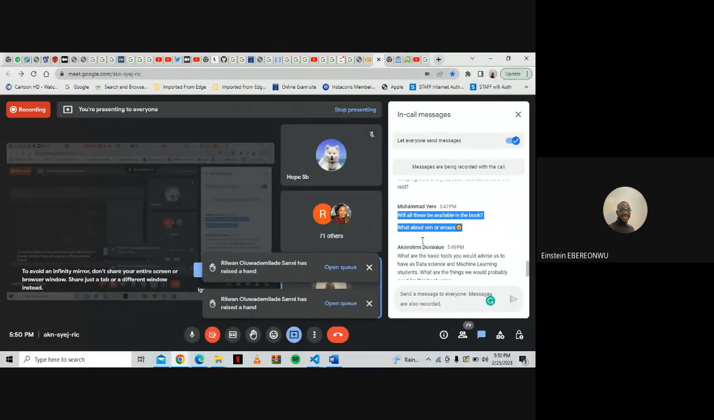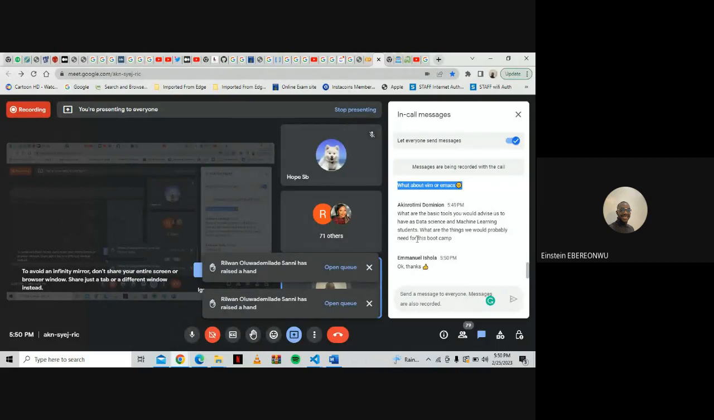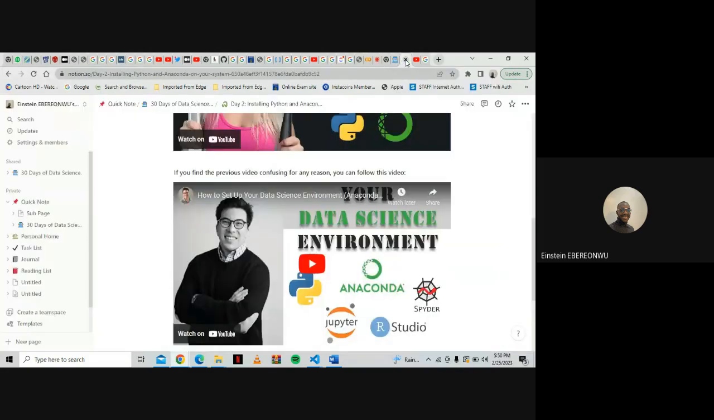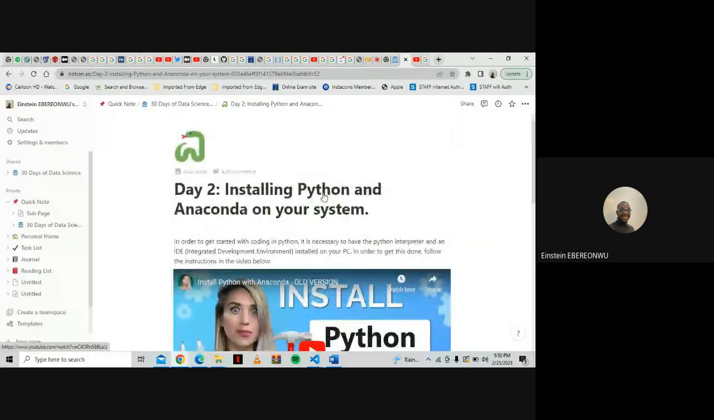The book is going to provide every single thing for you, yes. And if you have extra requirements or questions, you can always ask on the group chat, or you can reach out to me personally. Someone asks, what are the basic tools you need? What are the things you will probably need for this bootcamp as data science and machine learning students? Just as I said this, someone also asked for it, so I must have answered your question.